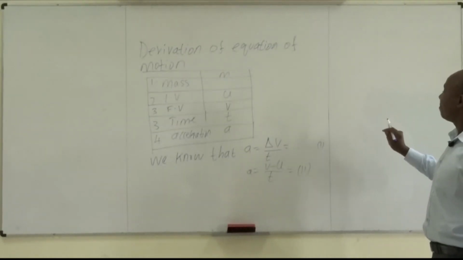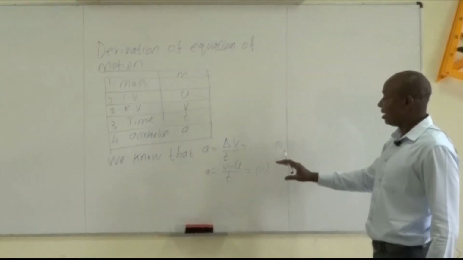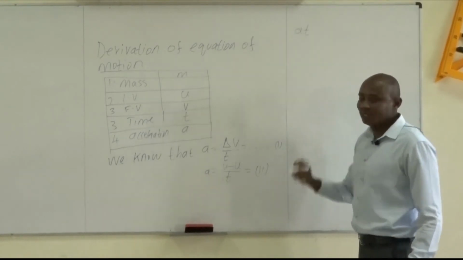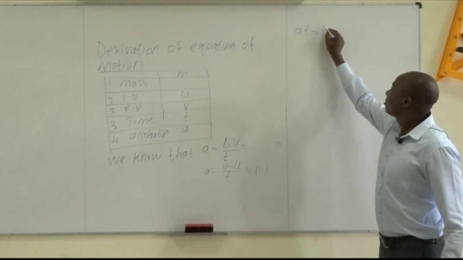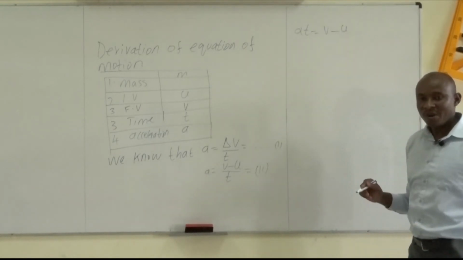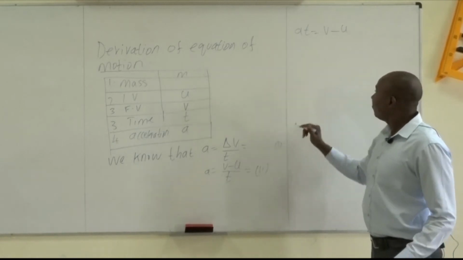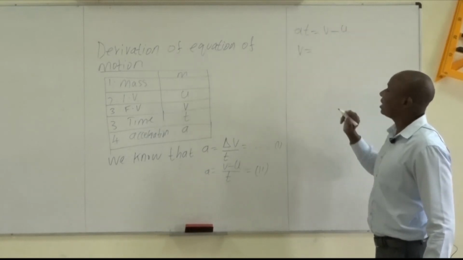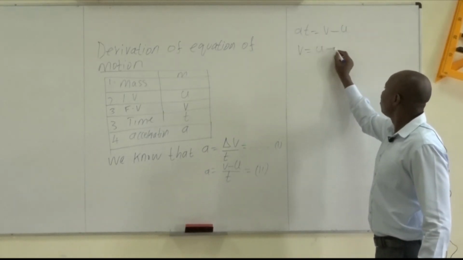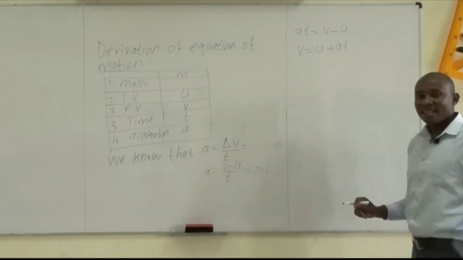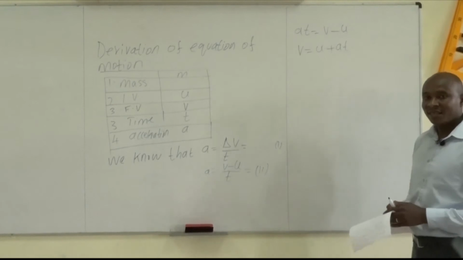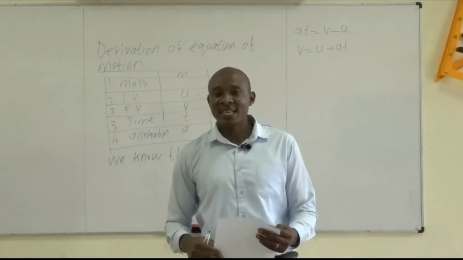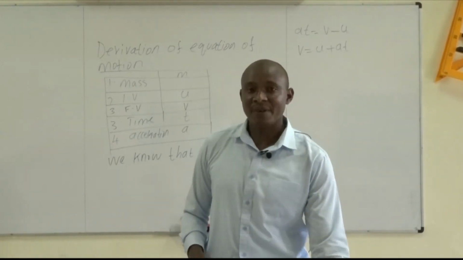The third step is that you make V the subject of the formula. So you can say by cross multiplication, you'll get AT equals to V minus U. Making V the subject, V equals to, we take U the other side, it becomes addition, U plus AT. And that is our final formula. Now, class, you can see that's how we can use it for step-by-step illustration.